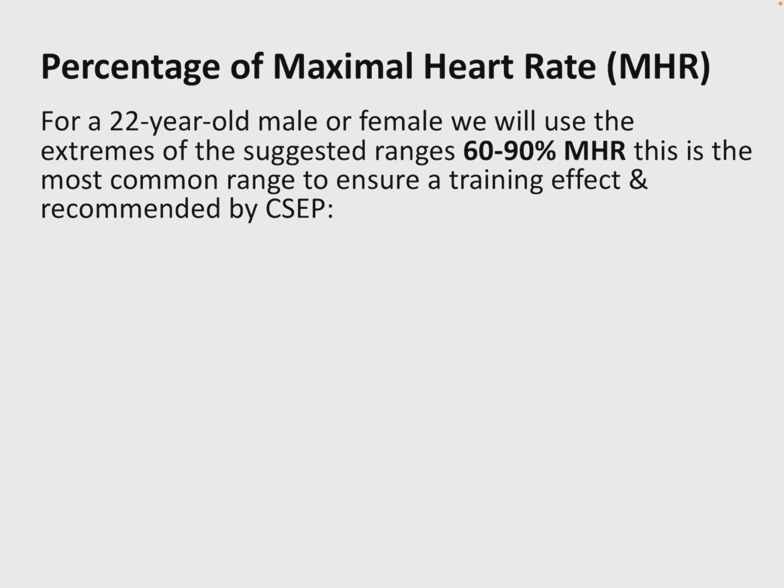CSEP, which is the Canadian Society for Exercise Physiology, then prescribes that individuals exercise at about 60 to 90% of what their age predicted max heart rate is. And in order to achieve any cardiovascular fitness improvements, you want to hold that range for approximately 20 minutes.